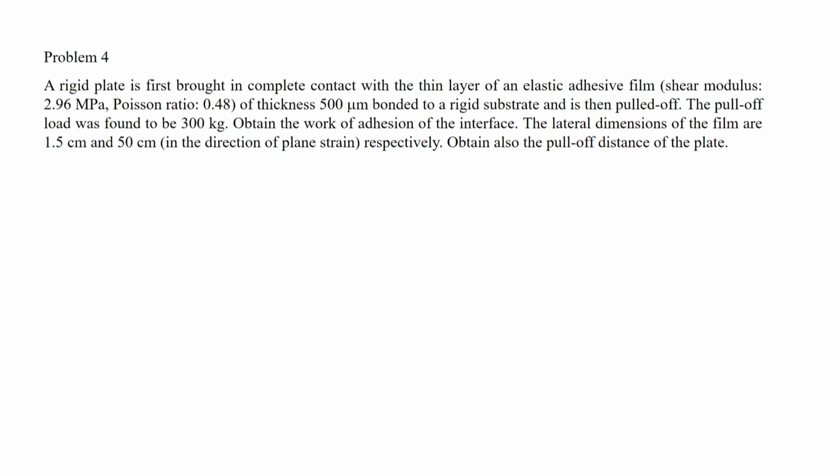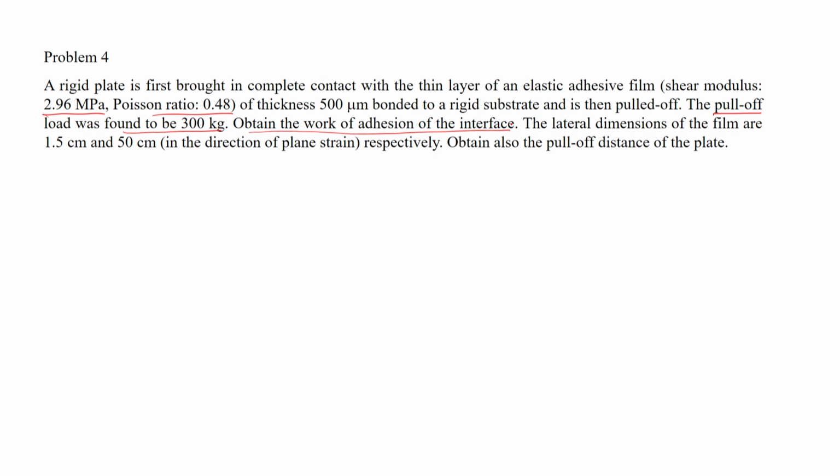So, here there is a small problem. A rigid plate is brought in complete contact with a film of Poisson ratio 0.48, mu 2.96 megapascal, thickness 500 micron, bonded to a rigid substrate, and is then pulled up. So, we want to obtain the pull-off load. Pull-off load is found to be 300 kg. Obtain the work of adhesion at the interface, that is what needs to be found out.